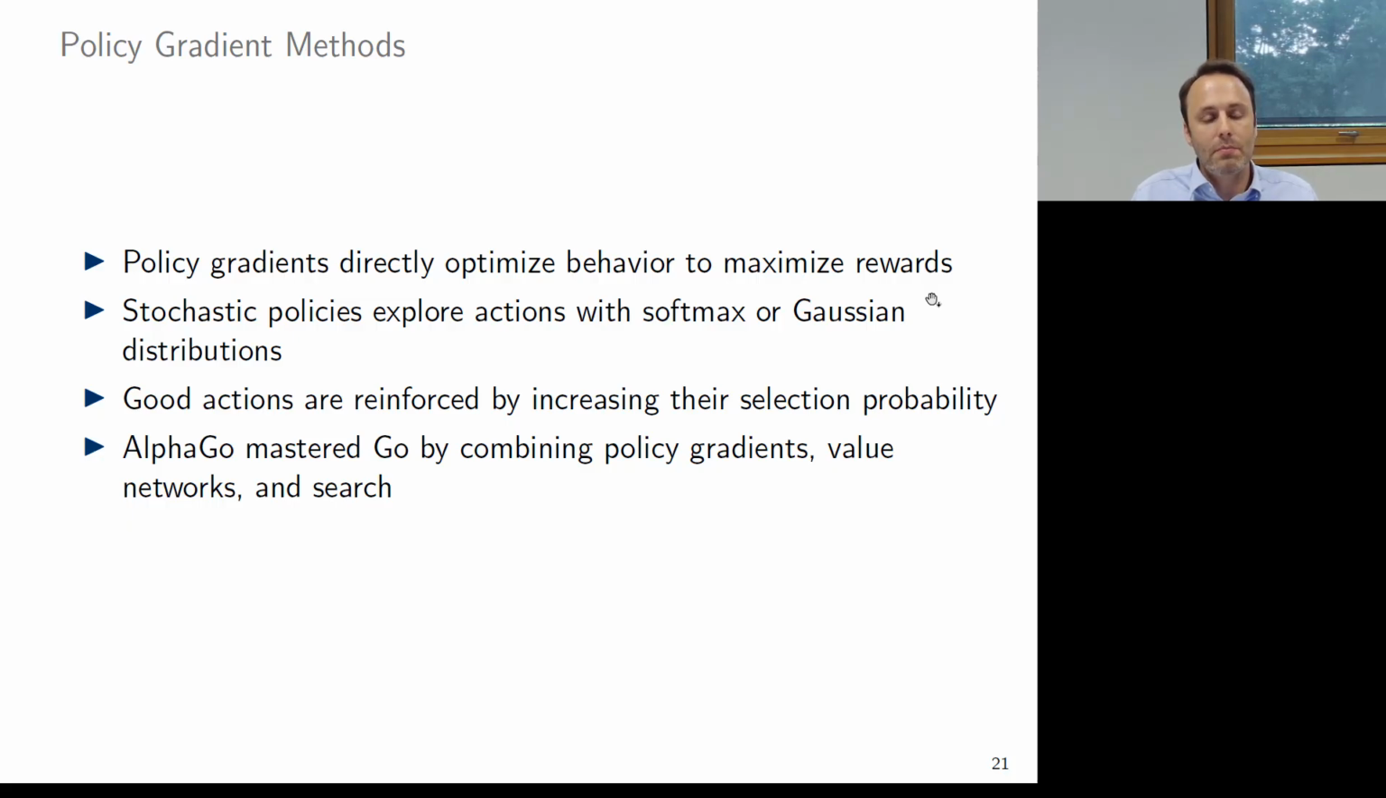And here are some references. Just to wrap up, policy gradient methods directly optimize behavior to maximize reward. They explore actions using stochastic policies that are specified using a softmax or a Gaussian distribution. Good actions are reinforced by increasing their selection probability. And we have seen impressive demonstrations by AlphaGo combining different methods. Among those are the policy gradient methods that we have just seen.